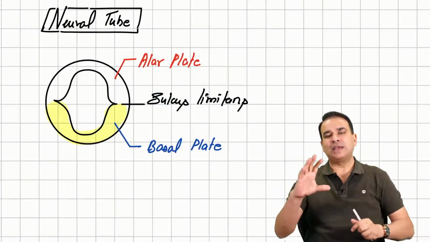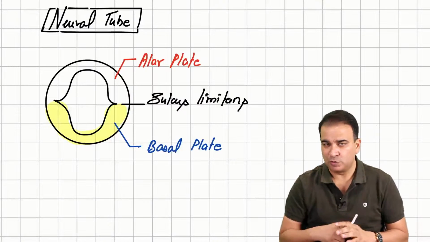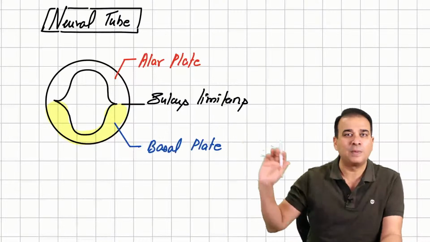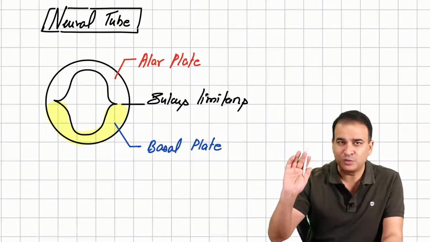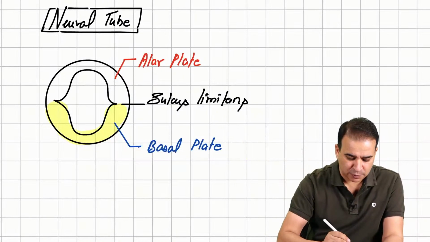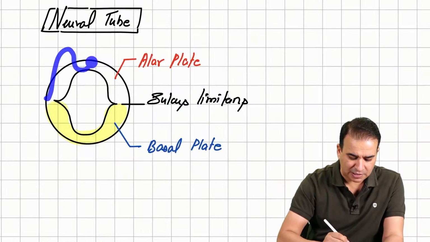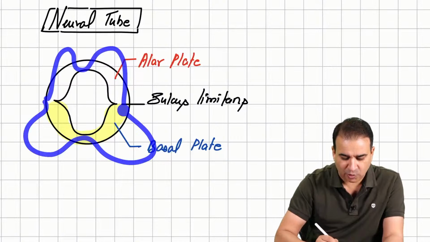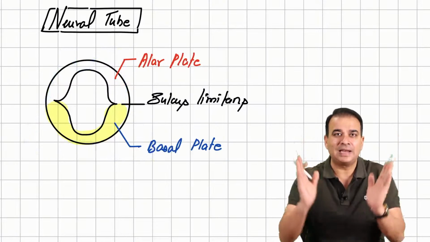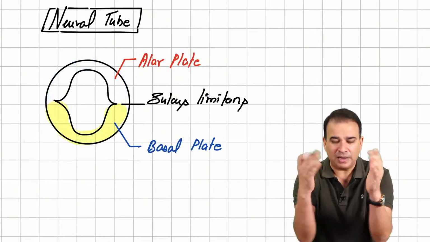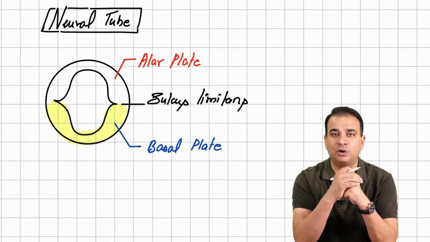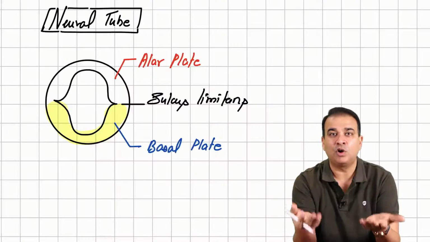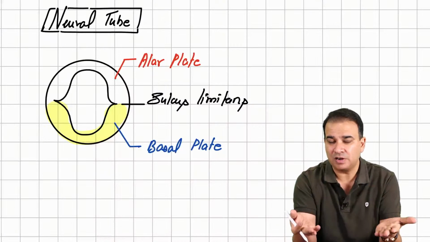Now, just for one second, imagine you're not looking at a neural tube, guys. Imagine you're looking at a section of a spinal cord. If this is a section of spinal cord, that means the alar plate represents the dorsal horn and the basal plate represents the ventral horn, isn't it? The dorsal horn will develop from the alar plate, and the basal plate will give rise to the ventral horn. And we know that in the spinal cord, the dorsal horn is sensory and the ventral horn is motor.